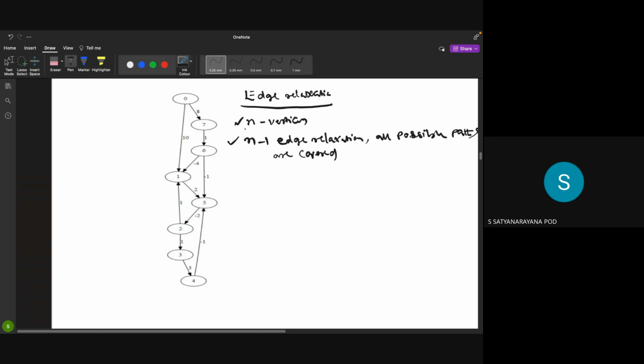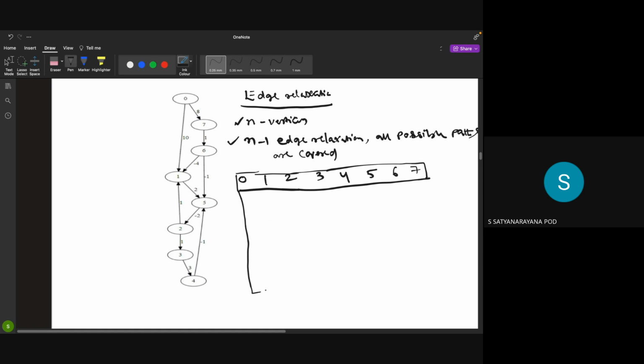Let me go with the same graph. How many vertices are there here? Sir, 8. So it is 0, 1, 2, 3, 4, 5, 6, 7, from 0 to 7, totally 8. This is the particular matrix, with all these rows and columns.